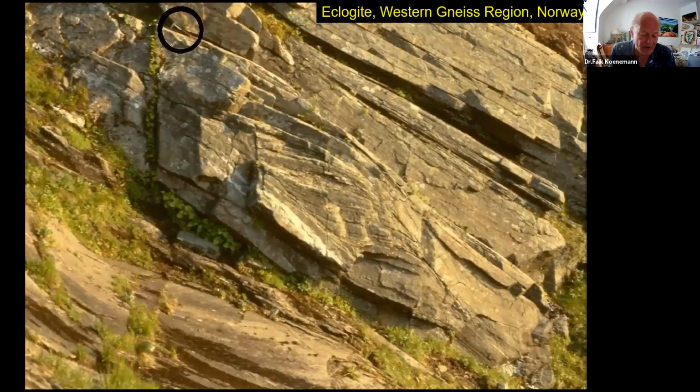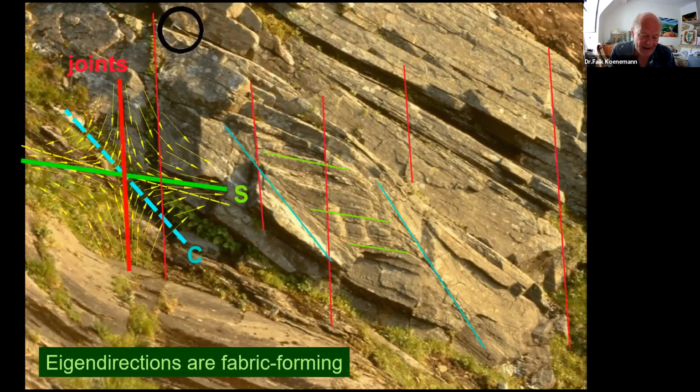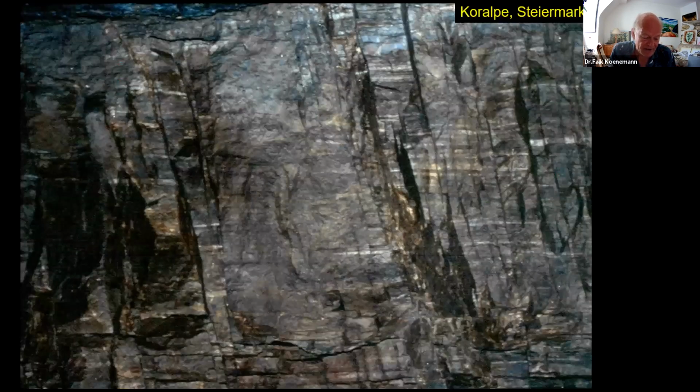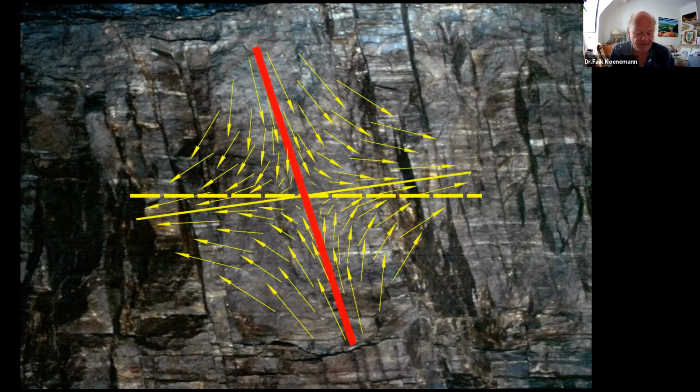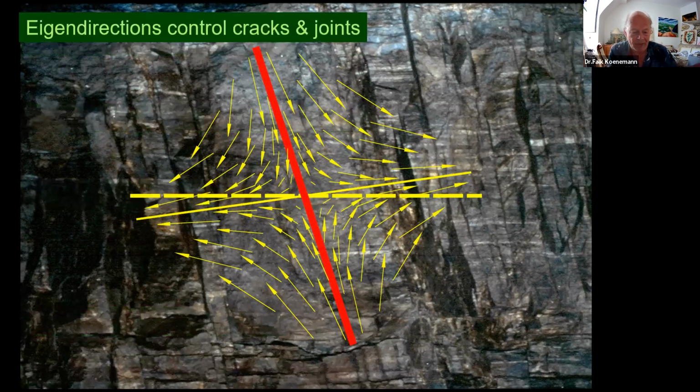Another example from an eclogite in Western Norway. My hammer is in the circle. Again, the S and C planes are exactly as predicted by my vector field, plus the joints, which are exactly parallel to the contracting eigendirection. In this mylonite, the SC fabric is too small, but look at the cracks. My vector field is absolutely reliable.